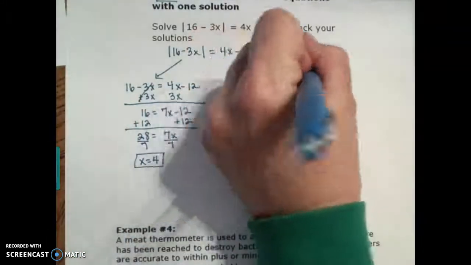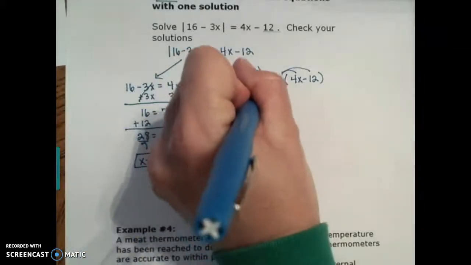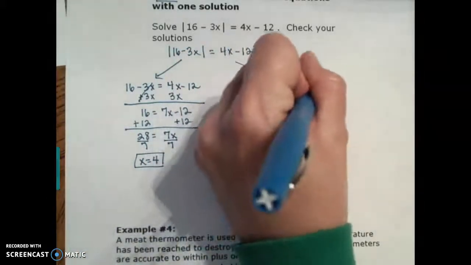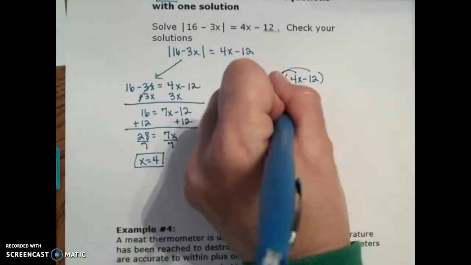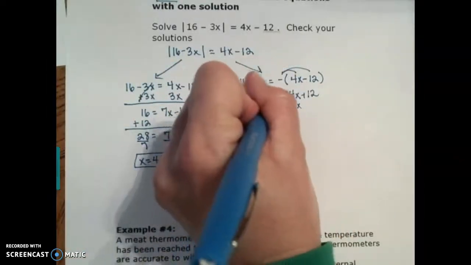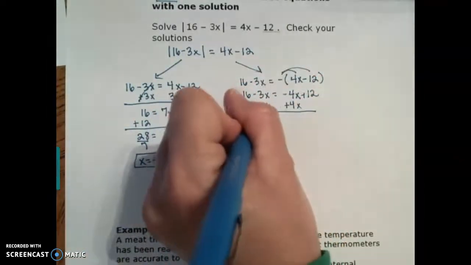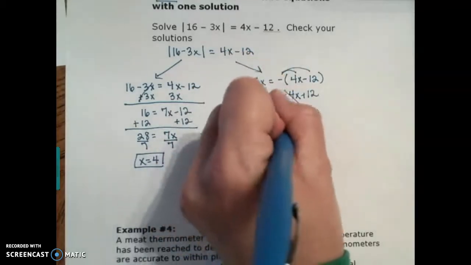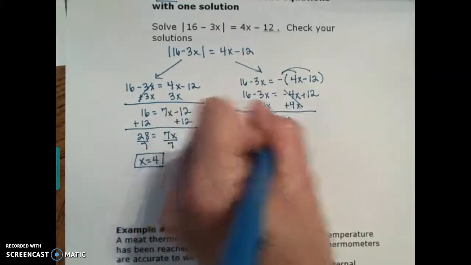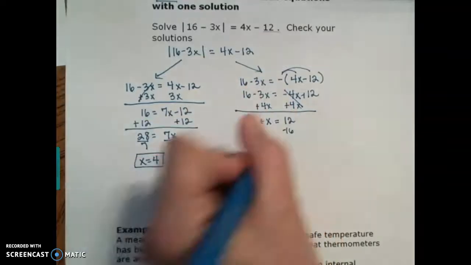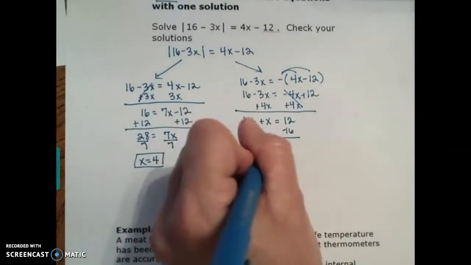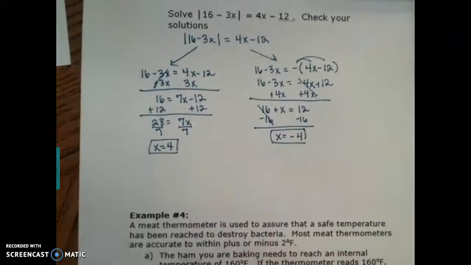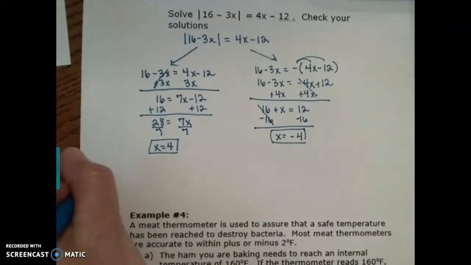Here I would distribute that negative again, so we would have 16 minus 3x equals negative 4x plus 12. So this time I'm going to add the 4x again, and that's just to keep my x positive. I would subtract 16. So we get x is negative 4. Remember that last step is important to check your solution.